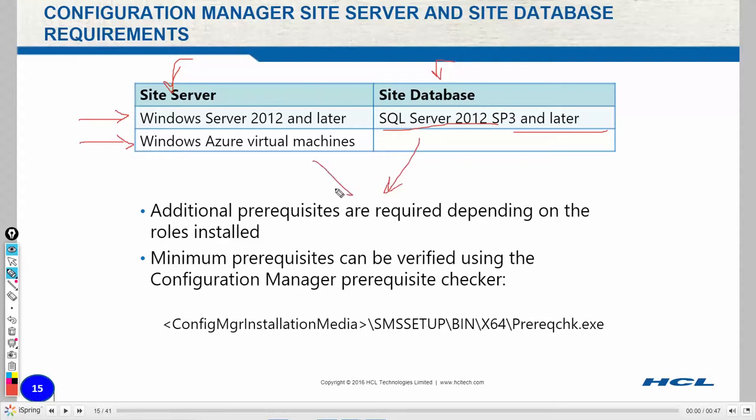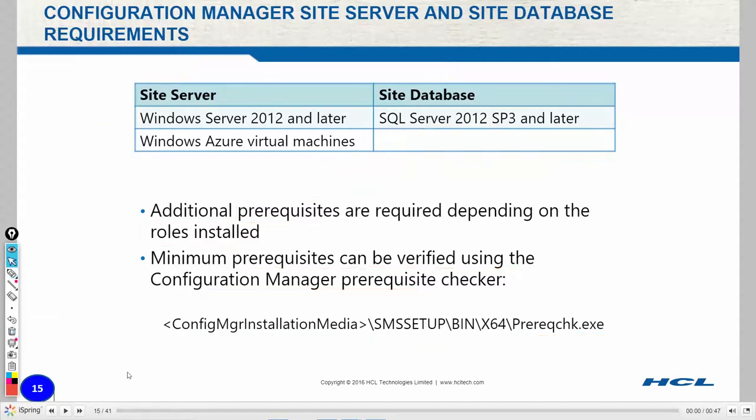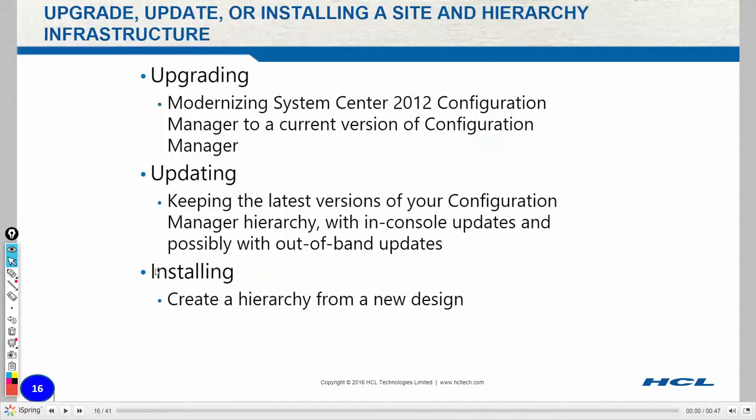So it can't be below that. Additional prerequisites are required depending upon the roles installed. So for other prerequisites, you need to define what kind of roles that site server or that site will have. Minimum requirements can be verified by the Configuration Manager prerequisites checker. So again, the Configuration Manager installation media and prereqcheck.exe. This is the path. You can run this file if you want to check whether the prerequisites are met or not.